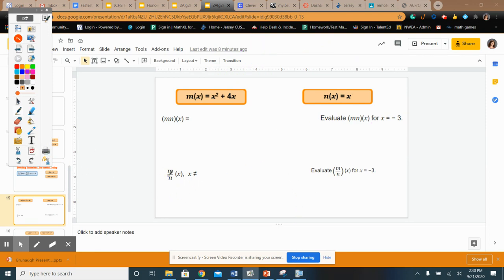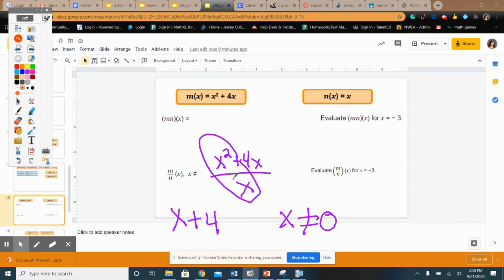How about when you divide m over n of x? So I'm going to have x squared plus 4x over x. That will clean up a little bit for me. The first thing I have to say is what x cannot equal. What would break the machine? X cannot equal 0. Now this guy can simplify further because all three pieces have an x in common. So this would simplify to x plus 4. You can only simplify if they all have something in common, and they do here. What if we had -3 in this case? Well, it would be -3 plus 4, which is 1.